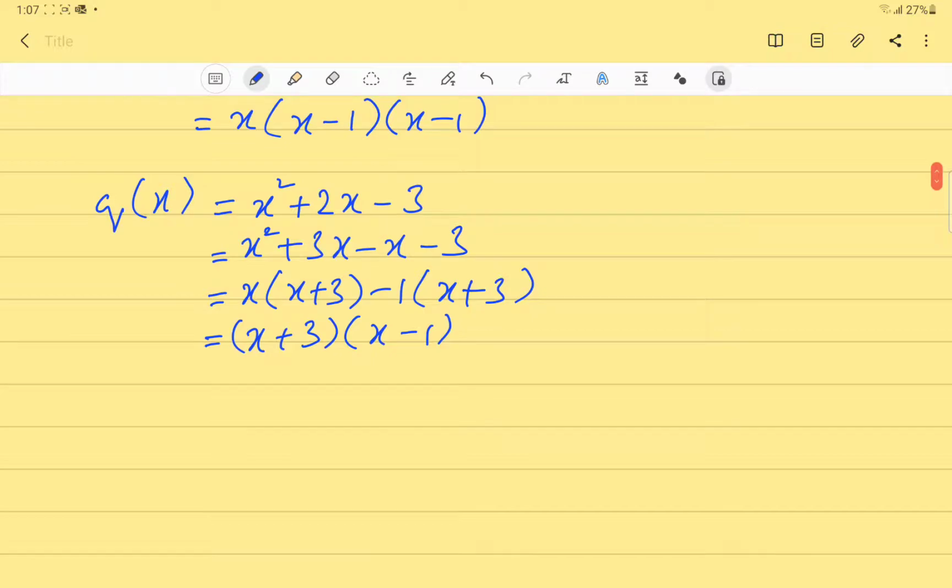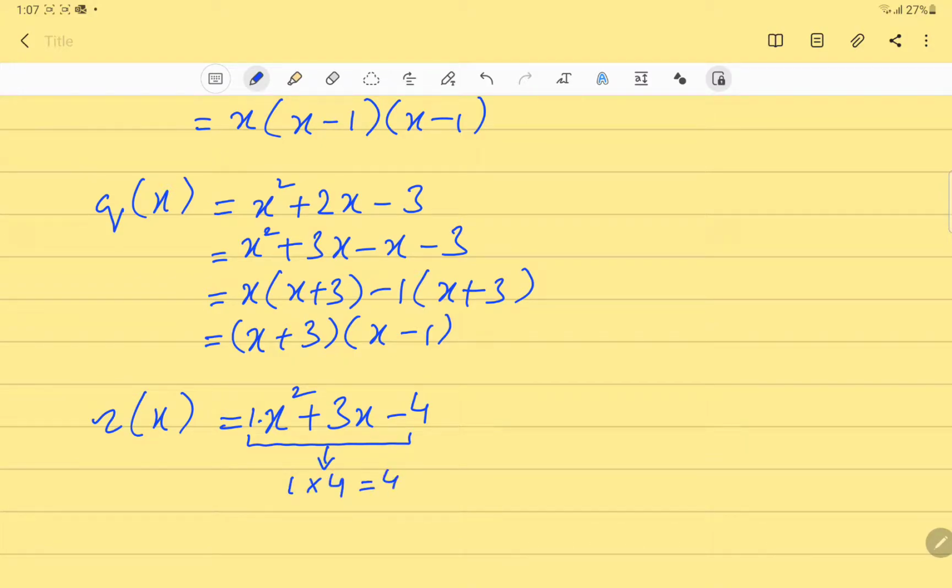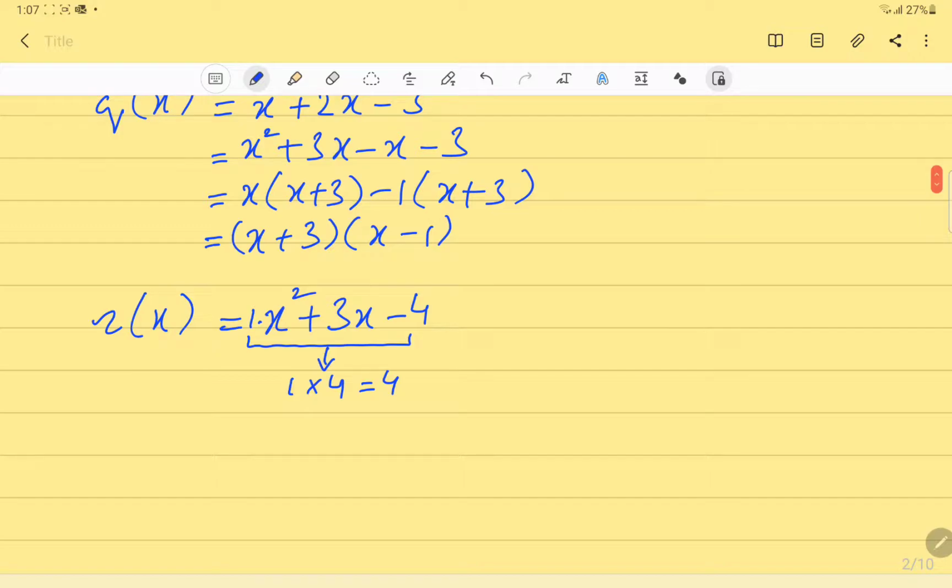Now we move on to our third expression. The third expression is x squared plus 3x minus 4. Same quadratic expression, coefficient is 1. We multiply 1 with 4 and we get 4. Let's write all the possible pairs of factors. 1 into 4 is 4 and 2 into 2 is equal to 4.